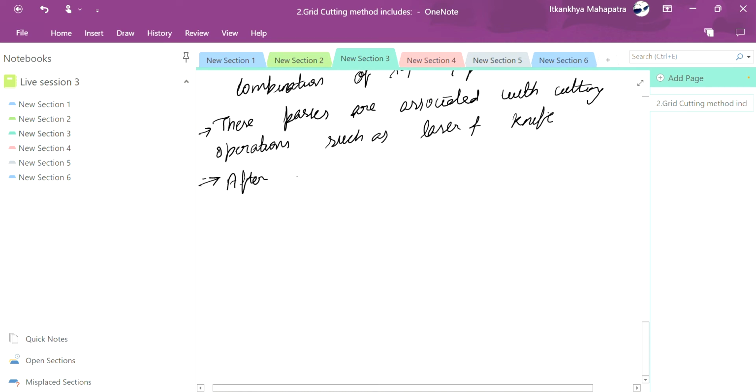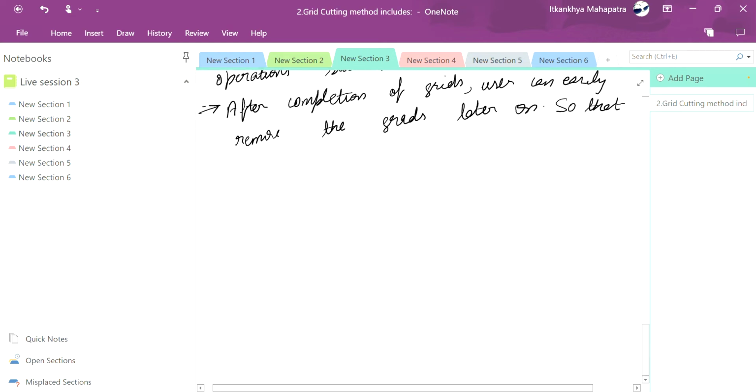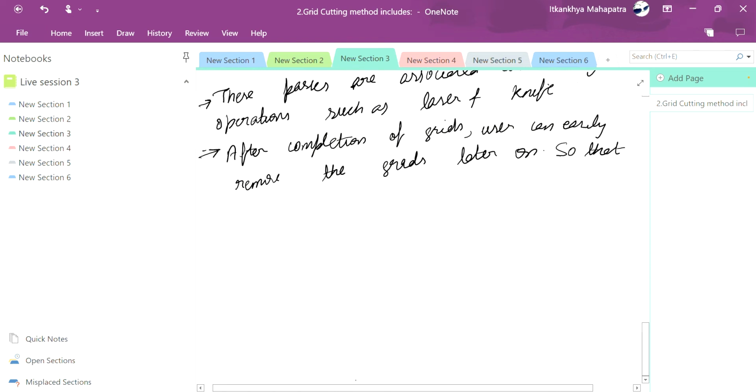After completion of grids, the user can easily remove the grids laser on, so that we get the outer periphery corresponding to the desired objects.